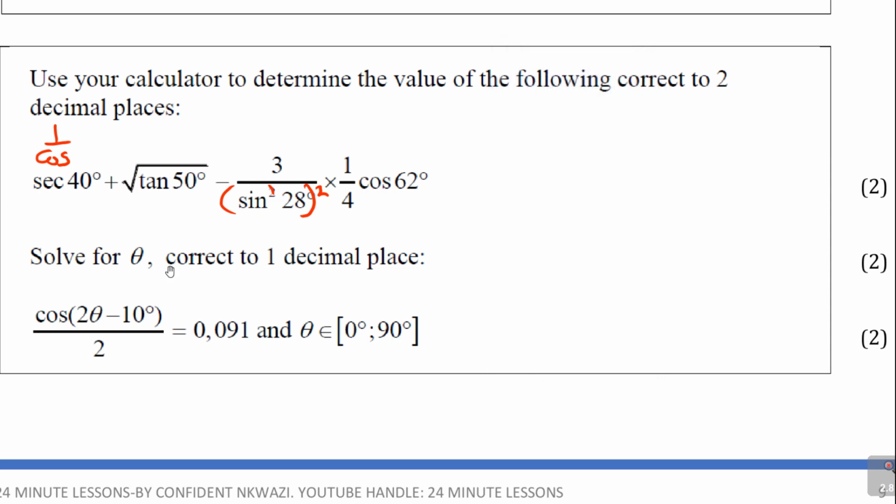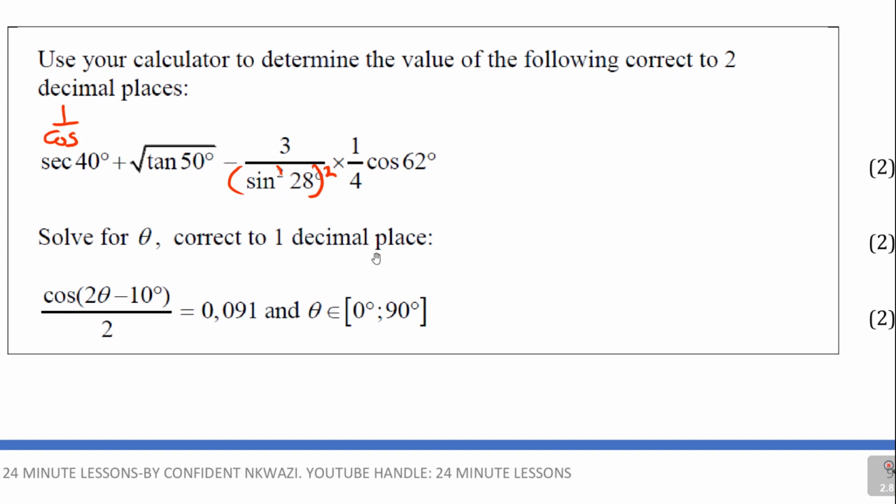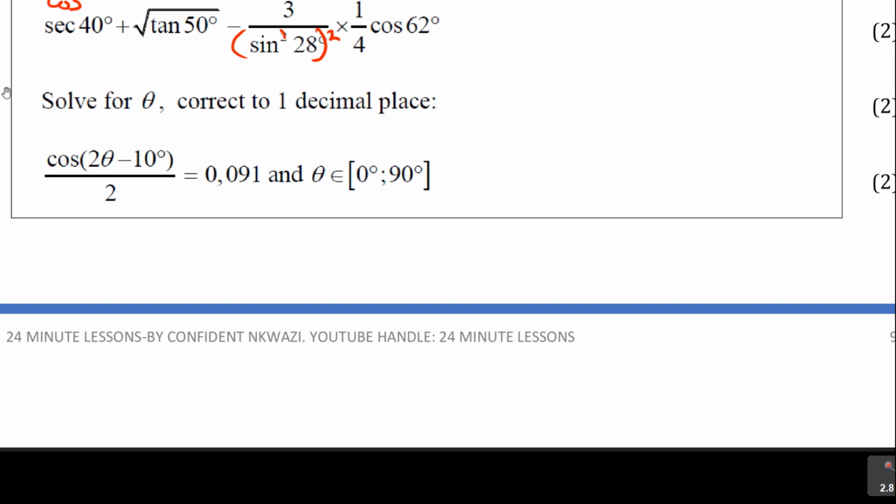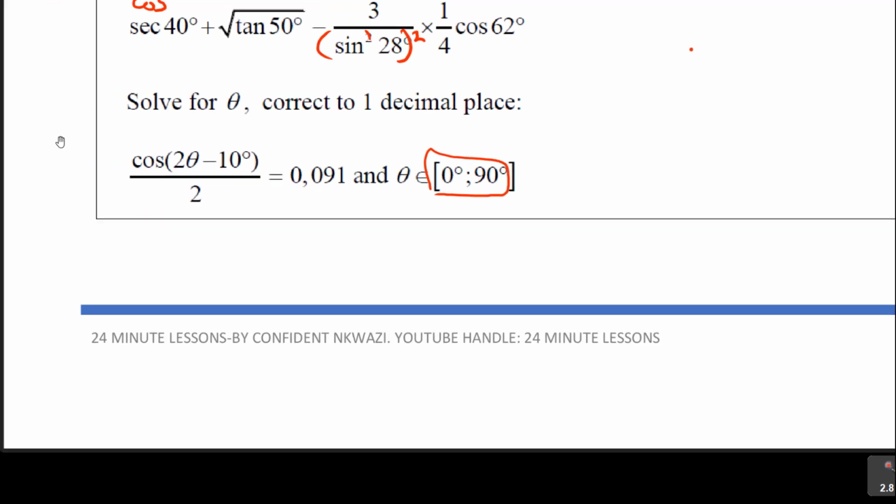Alright. Then the next one here says solve for theta correct to 1 decimal place. This one. Now be careful here. And they're telling you theta is in the first quadrant between 0 and 90. Remember? Be careful now here. What you do is I need to get rid of that 2. So since it's a fraction, I multiply by 2. Even here I multiply by 2. It's an equation. That 2, that's how it will go.